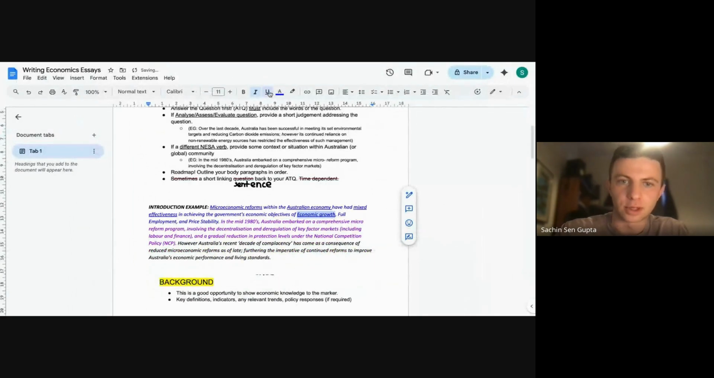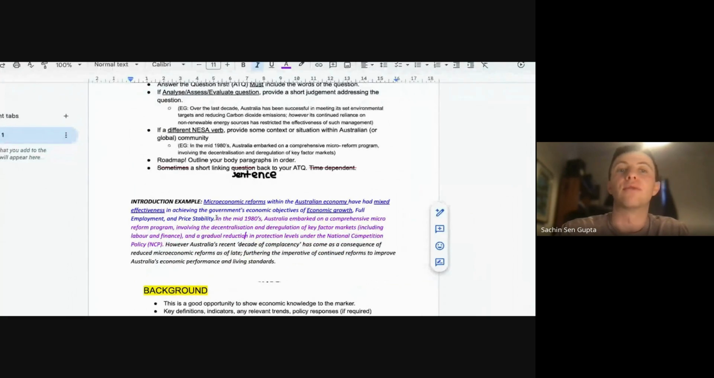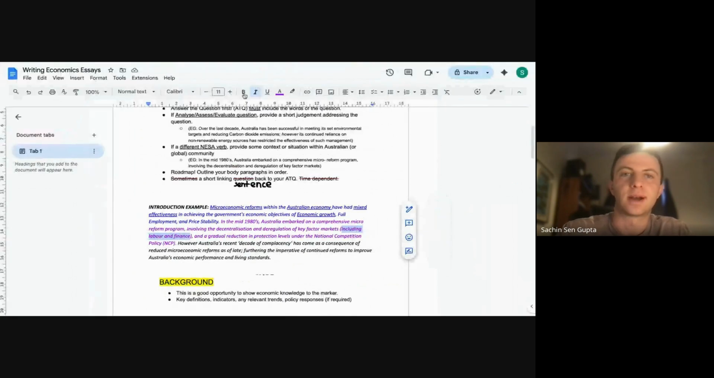And then after that, I'm going to go on and give my roadmap, right? Which is just outlining your body paragraphs sequentially or in order. So as you can see, that's what I've done here. In terms of what my body paragraphs are going to be, the marker will be able to see specifically the decentralization and deregulation of key factor markets, including labor and finance. So markers can see, okay, those are what his discrete body paragraphs are going to be on. And then a gradual reduction in protection levels under the NCP.